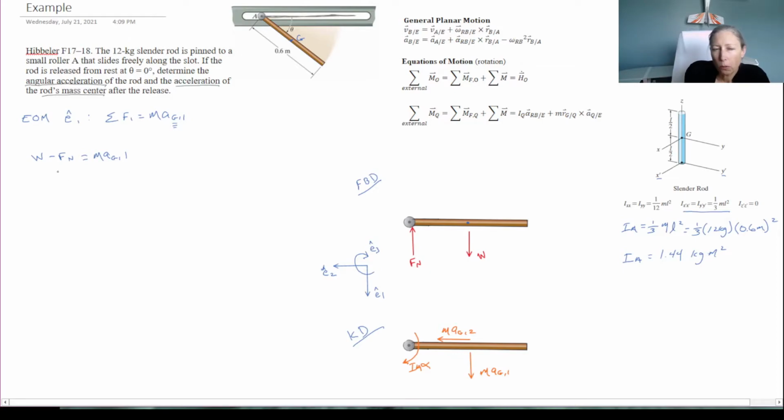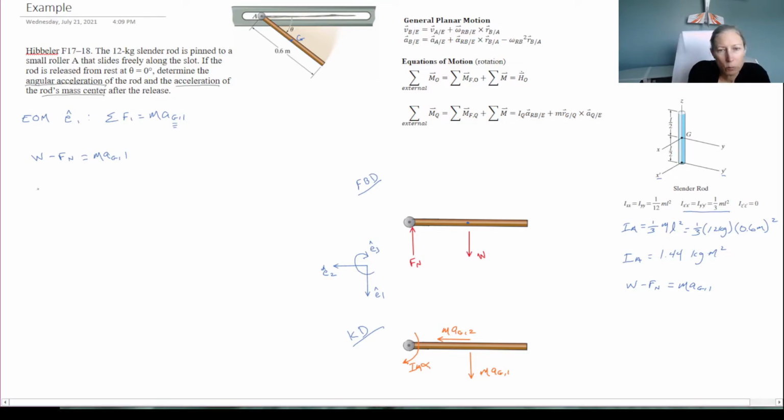We know the weight force, we don't know the normal force, and we don't know AG1. So I think that's it. I don't think that there's much that we can do with this. And that's okay. Sometimes you write an equation of motion and it doesn't help. Maybe it will help later. I'll write it over here to the side. It may come in handy, it may not. That's okay.